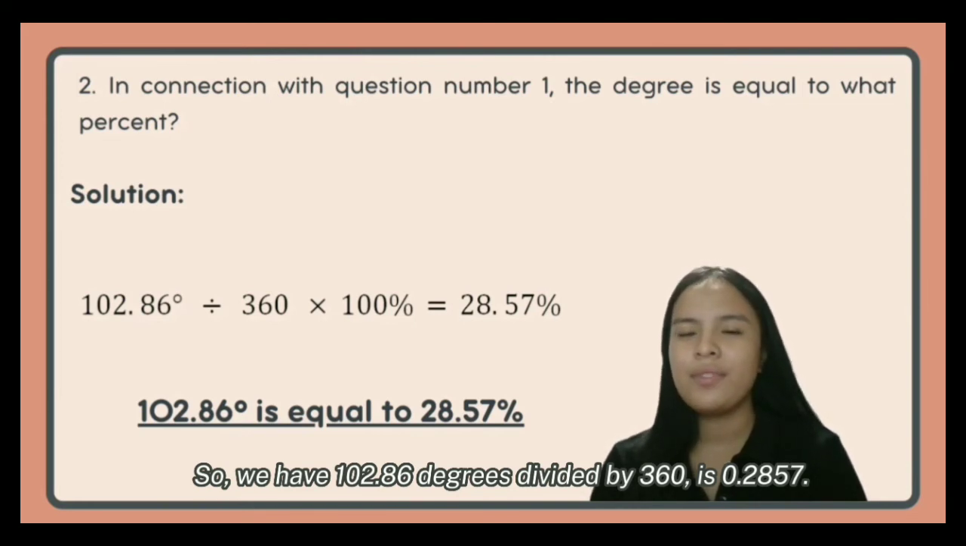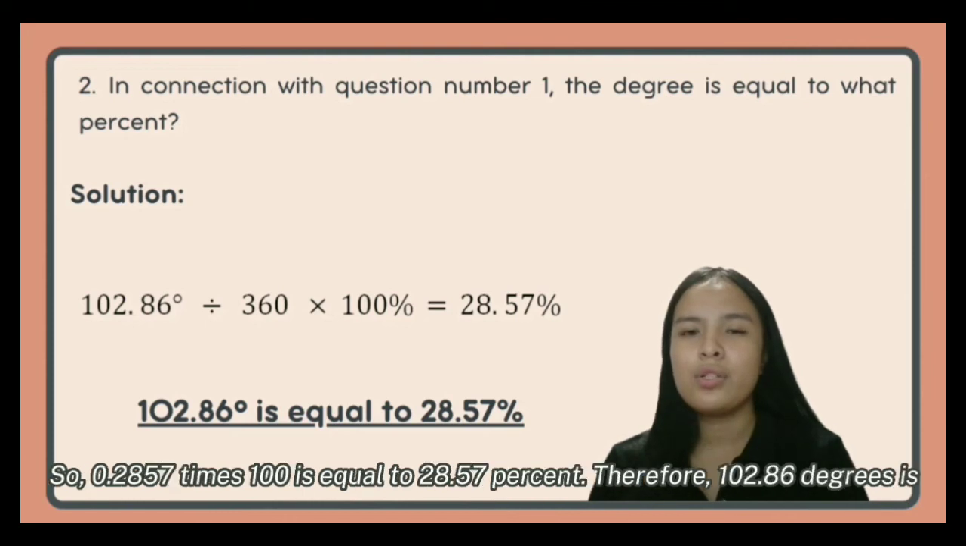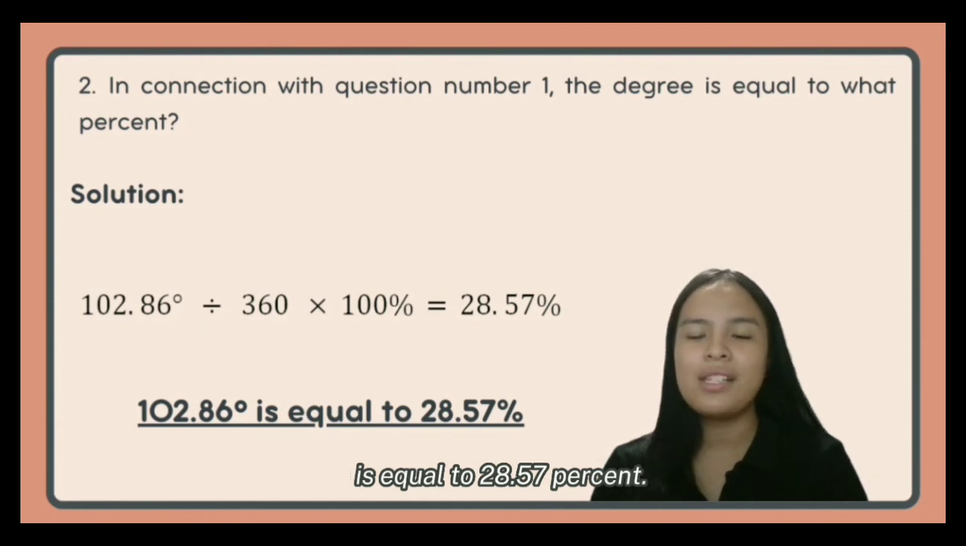So, we have 102.86 degrees divided by 360 is 0.2857. Second, we need to multiply the value by 100 to convert it to a percentage. So 0.2857 times 100 is equal to 28.57%. Therefore, 102.86 degrees is equal to 28.57%.